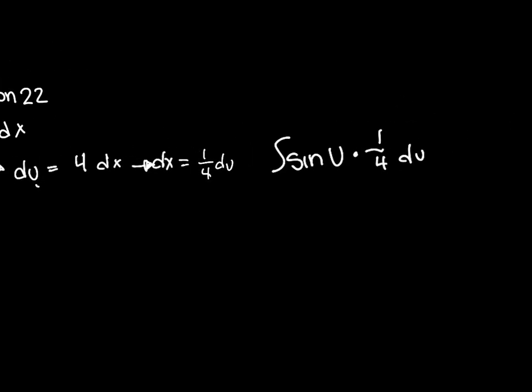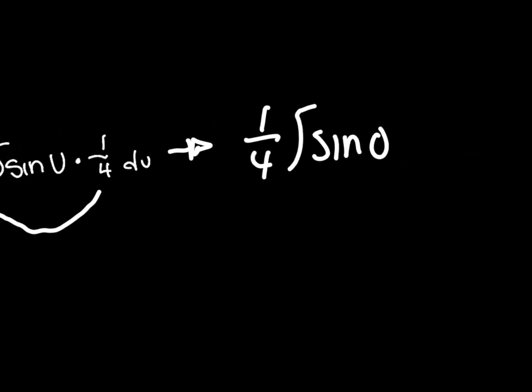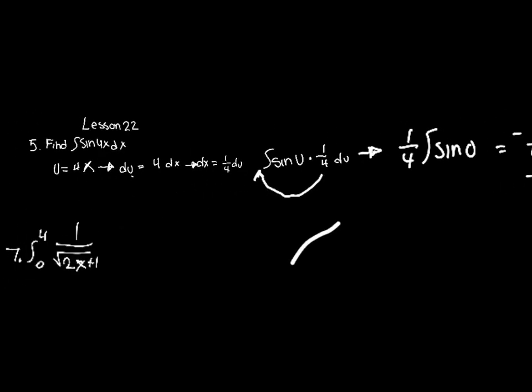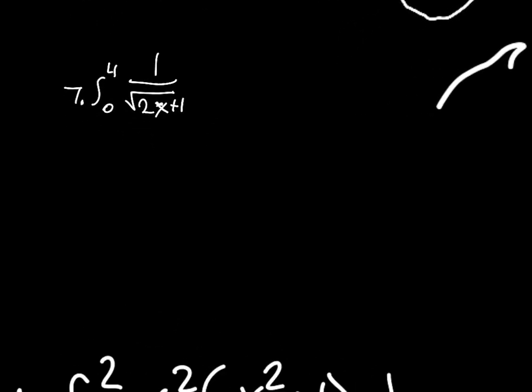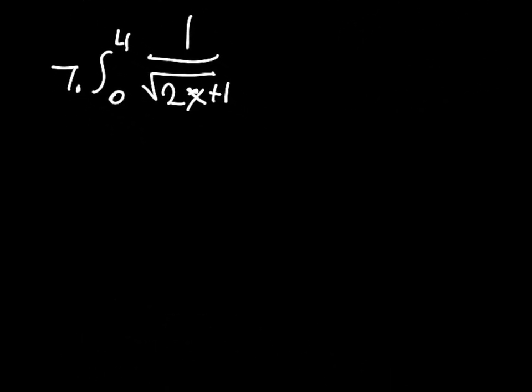We can move this over here now. We get 1/4 sine of u. The integral of sine, as we already know, is cosine. Negative cosine, to be exact. Negative cosine of u plus c, since we took the integral. That's the solution to number 5.